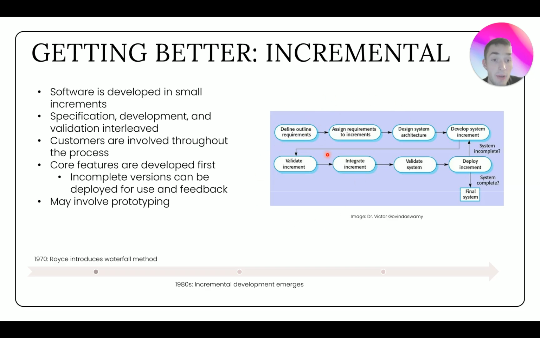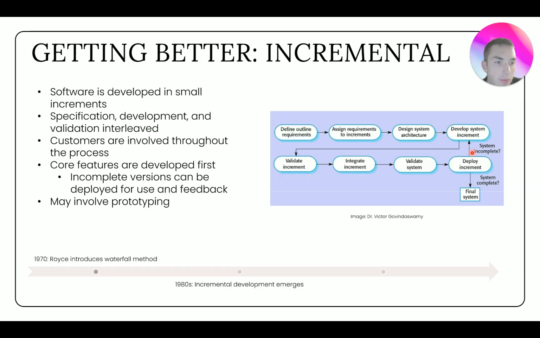Then we're going to break it up into increments. So we're going to break the software up into some increments and say, hey, what am I going to develop and when? Then we're going to design the system architecture, taking a look at the overarching model for the system. And then finally, we're going to start developing our system increments. So one at a time, we're going to go through these increments that we identified.